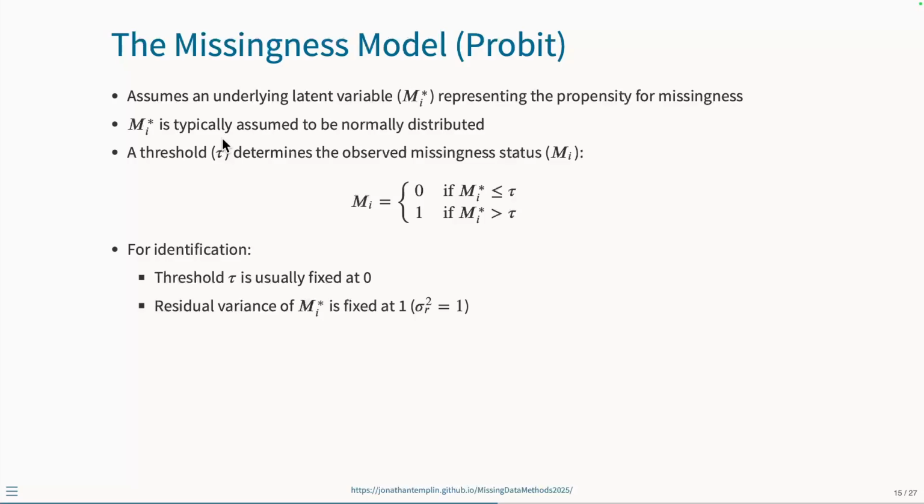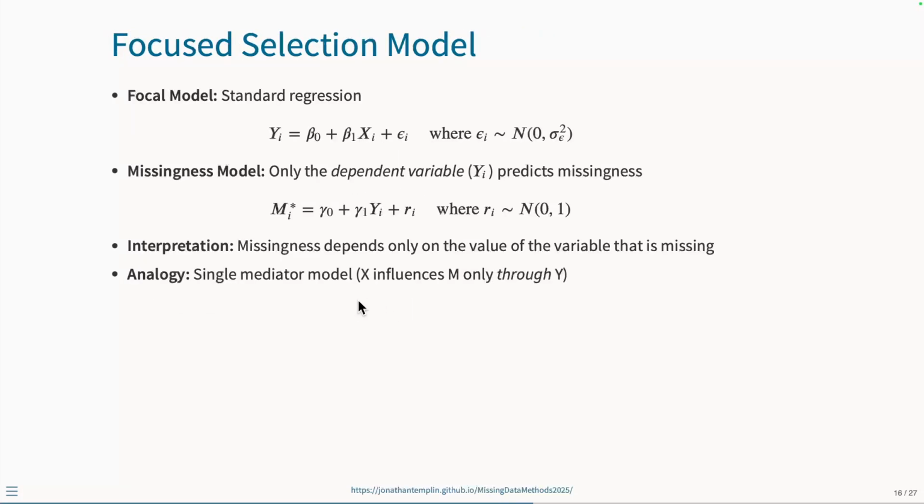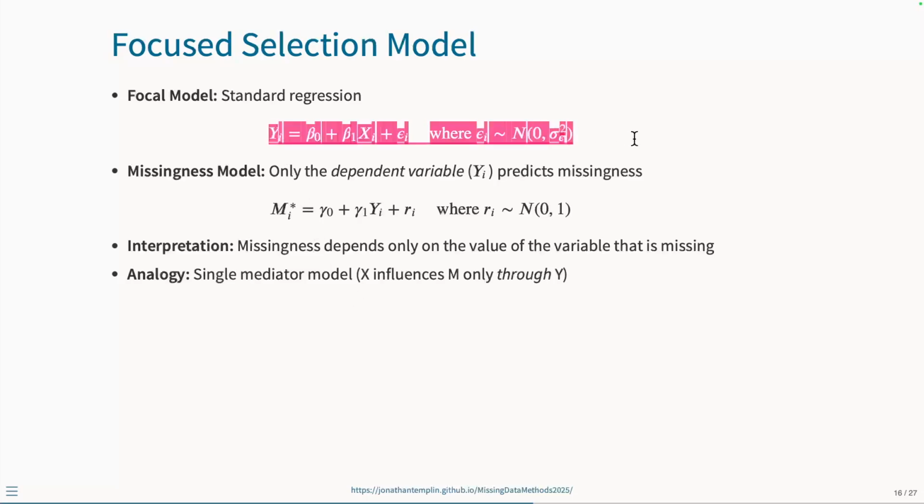So the missingness model basically has this underlying continuous variable. There is a threshold. In this case, the threshold is usually fixed at 0 because we cannot identify this continuous variable. And the residual variance is fixed at 1. Again, this is due to the probit itself. And so the focal model, the standard regression, may look like this right here, where y, the outcome of interest, is being predicted by x.